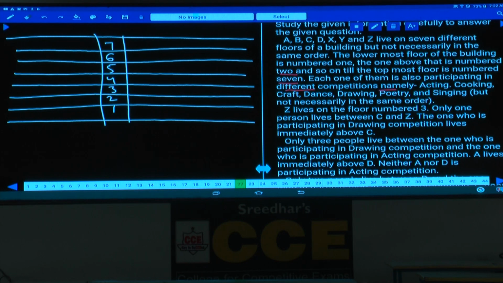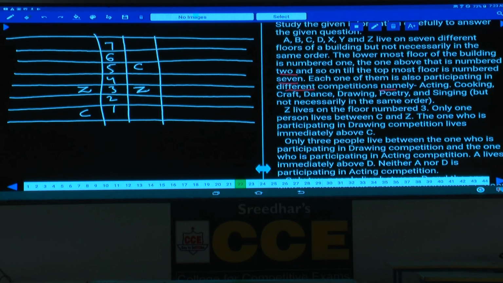As condition number 1, Z lives on floor number 3. As Z lives on floor number 3, now we are fixing Z at this place. Only one person lives between C and Z. How many possibilities can we have? 2 possibilities. Either C is above this Z or C is below this Z.